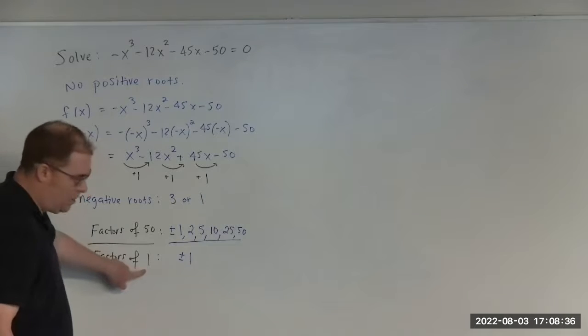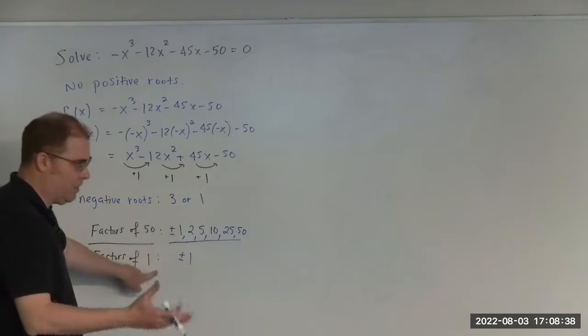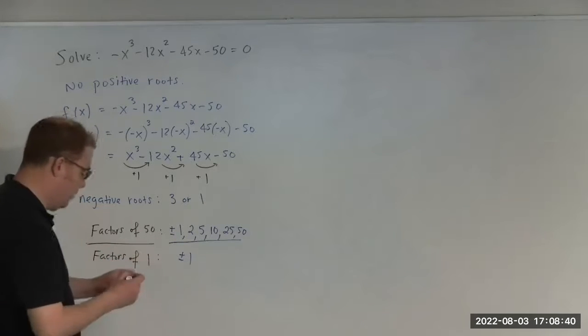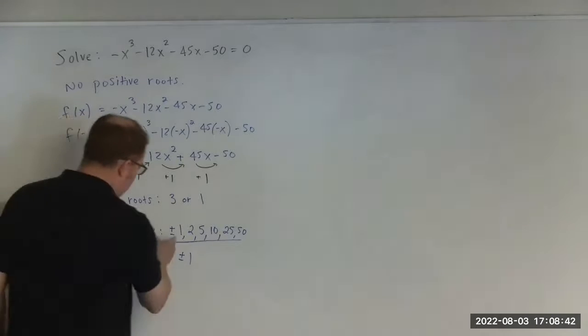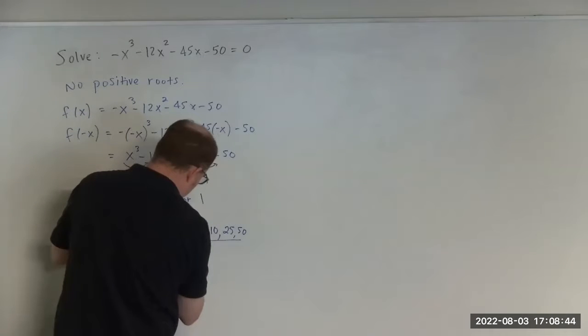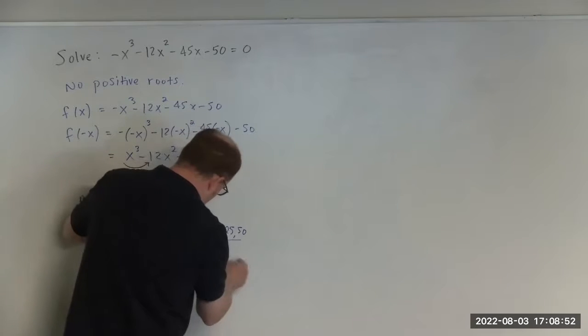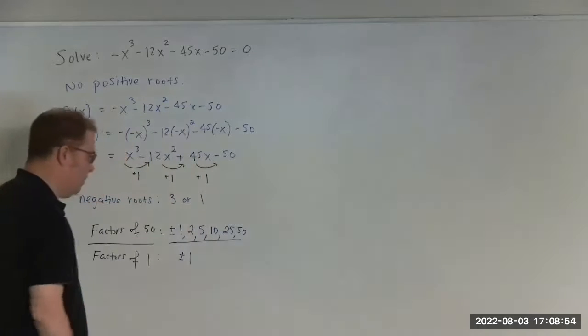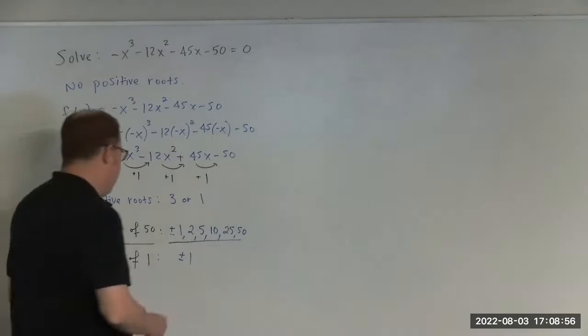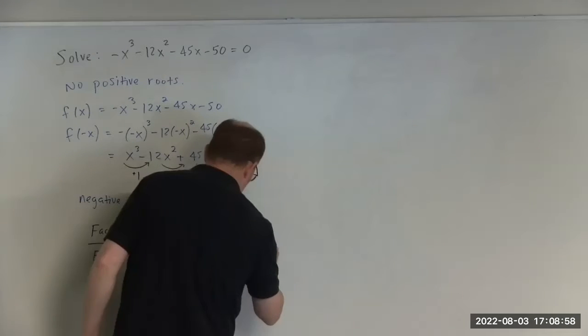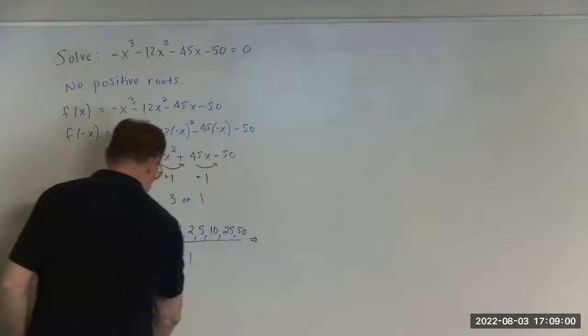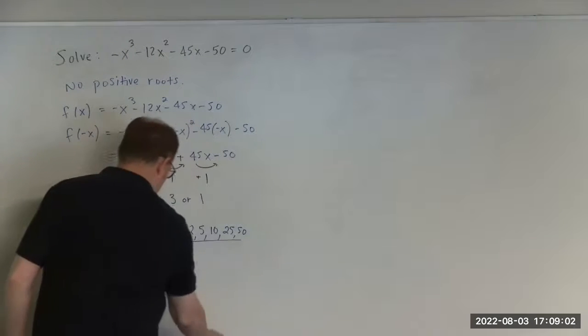If it was 4, then you would have plus or minus 1, plus or minus 2, plus or minus 4. So now you take each one of these and divide by this one. If there are others here, you would take this number, divide by all these, take this number, divide by all these, and so on. In this case, we're just left with the numerator values.